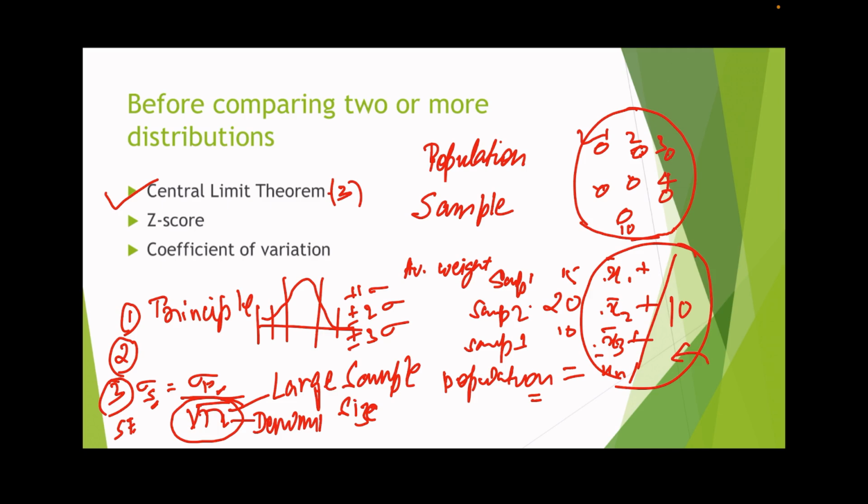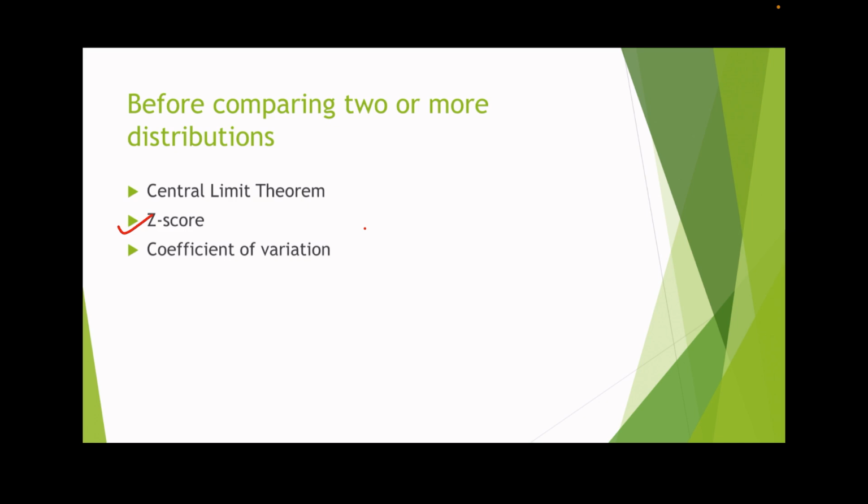So these are the three main important concepts that we need to understand, which is given by Central Limit Theorem. Now let us look at z-score. When do we use a z-score? Now what is a z-score?